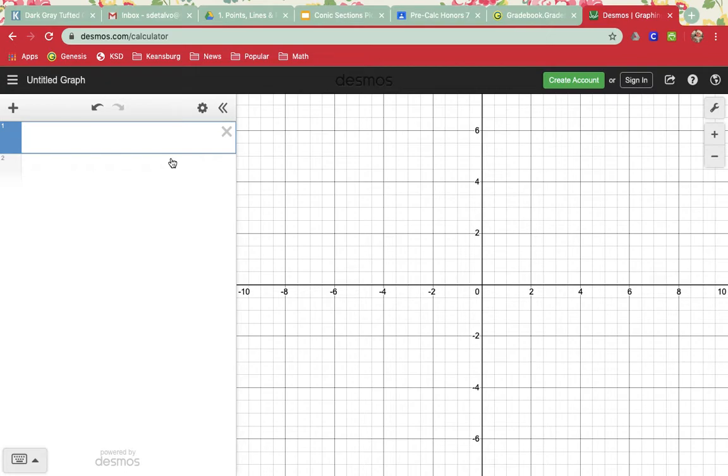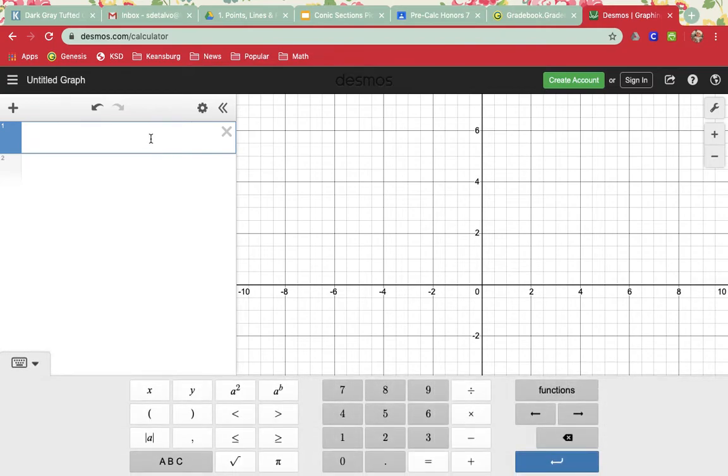Okay, so for this example, I'm going to make a smiley face for you guys just to show you how I kind of think through it and how I would use Desmos in order to move the conic section graphs around in order to get the picture that I want. So if I'm going to draw a smiley face, I'm going to start with a circle.